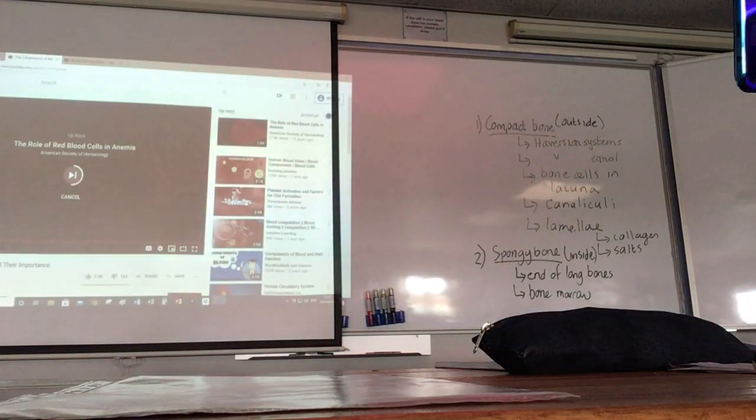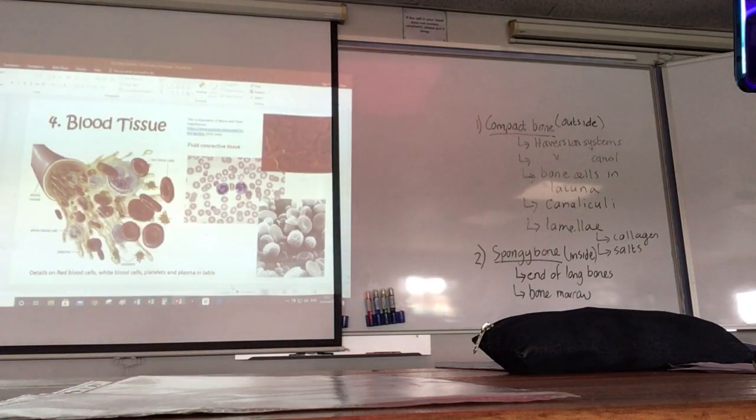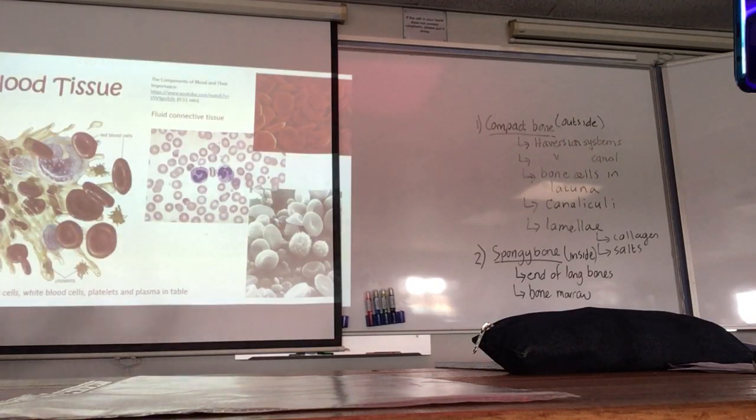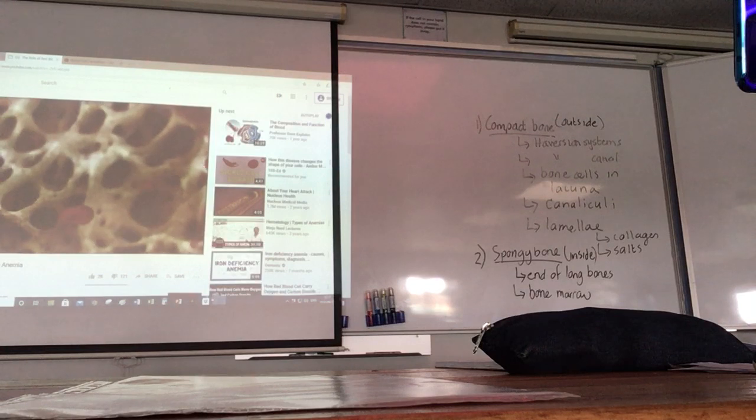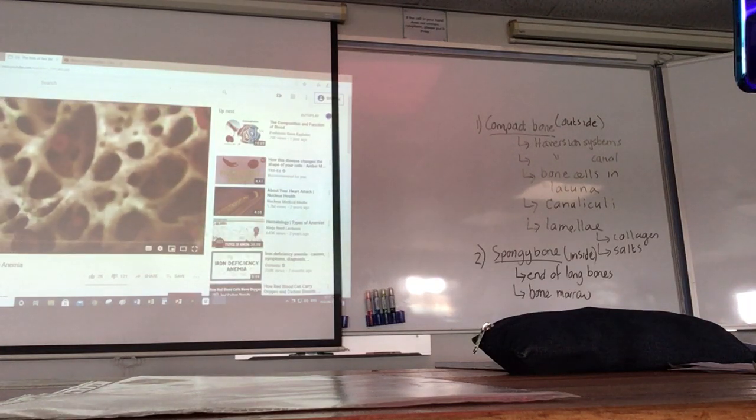Yeah, nice and short. Just a quick reminder of the three different cells. Our red blood cells make up 40% of our blood's volume. They're made continuously in the bone marrow.